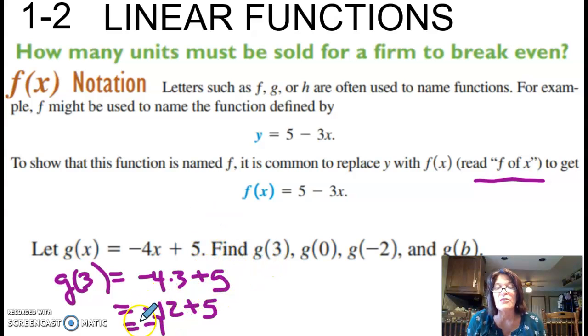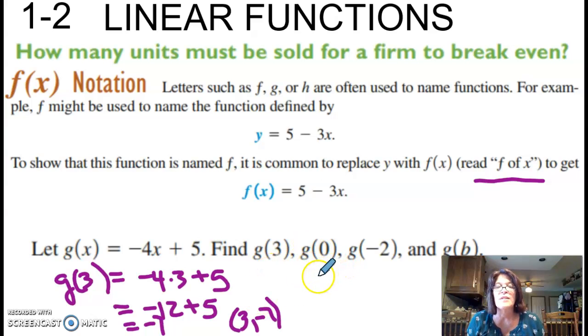Now, I want you to make sure you realize what this means. If I was going to plot a point, the x coordinate is 3. The y coordinate that goes with that is negative 7. The point 3, negative 7 is on this g of x function, if I was going to graph it. Sometimes people get confused when we lose the y coordinate and use f of x instead. This is still negative 7, the y coordinate that goes with 3 as the x coordinate.